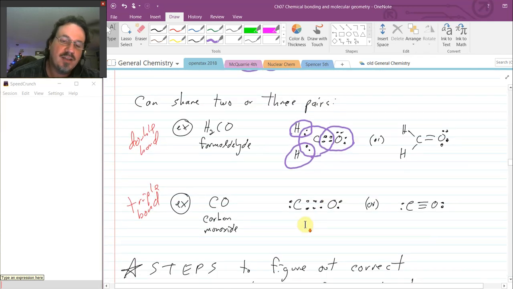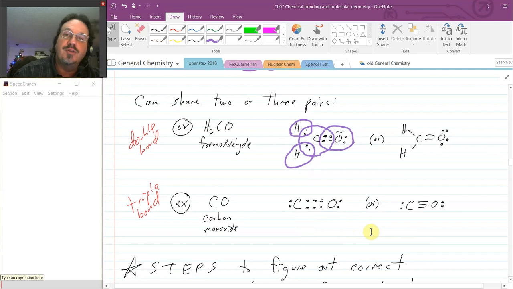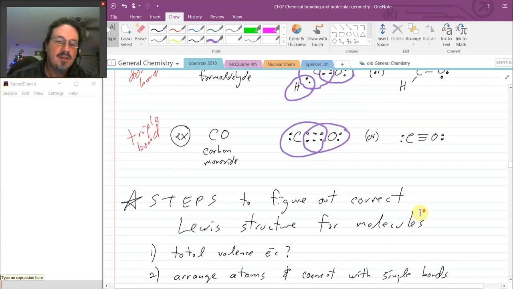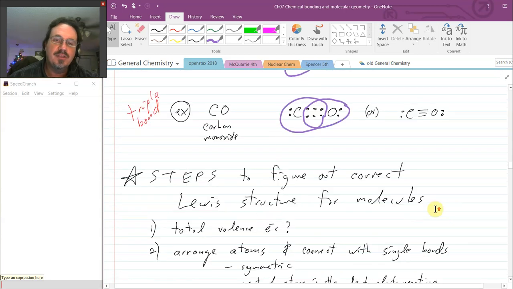Carbon monoxide actually has a triple bond in it. It's actually sharing three pairs. But again, if you look at what each atom sees, thinks it's owning, or at least share owning, however you want to think about that, there are actually three pairs that are being shared, so that's a triple bond in carbon monoxide. Alright, so let's figure out, how do you actually come up with these Lewis structures?